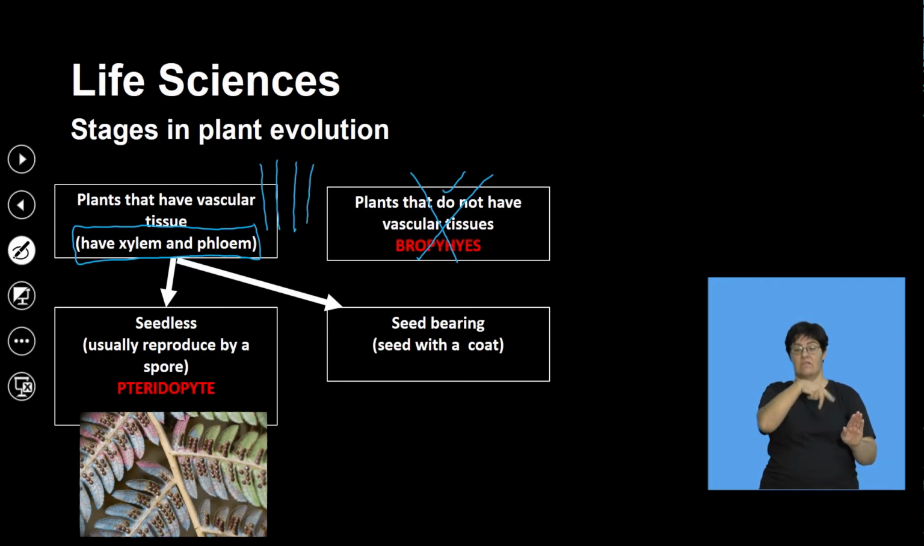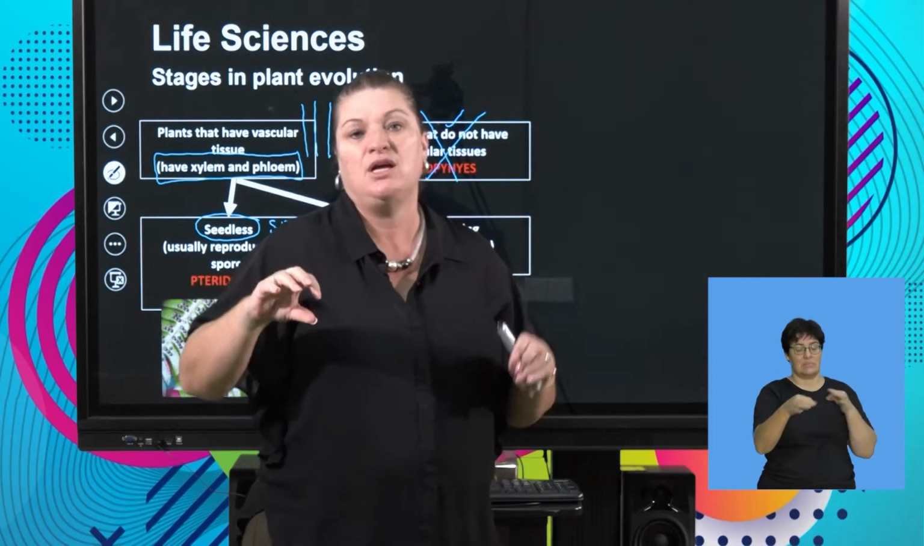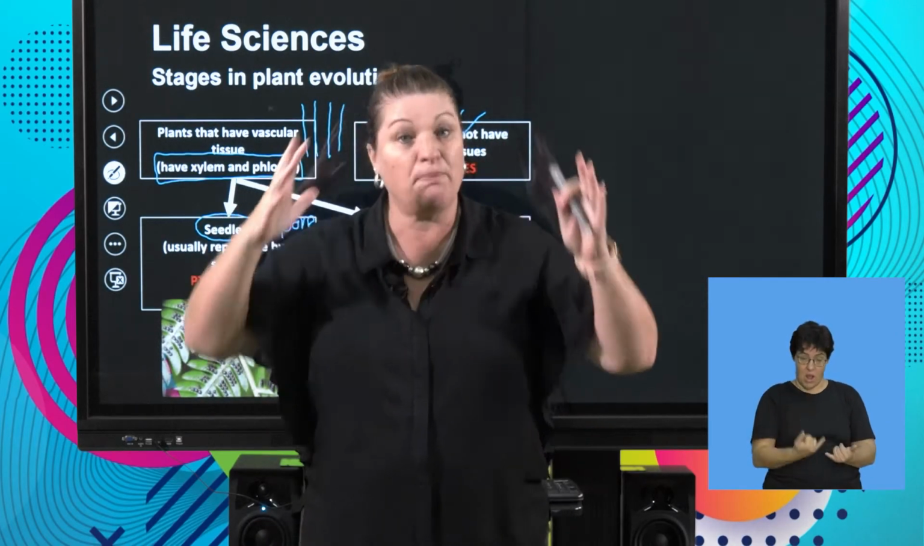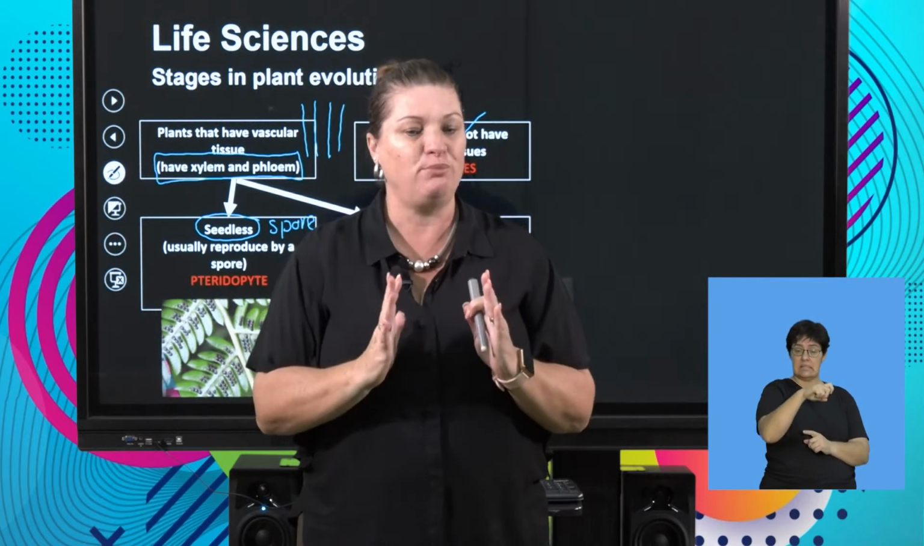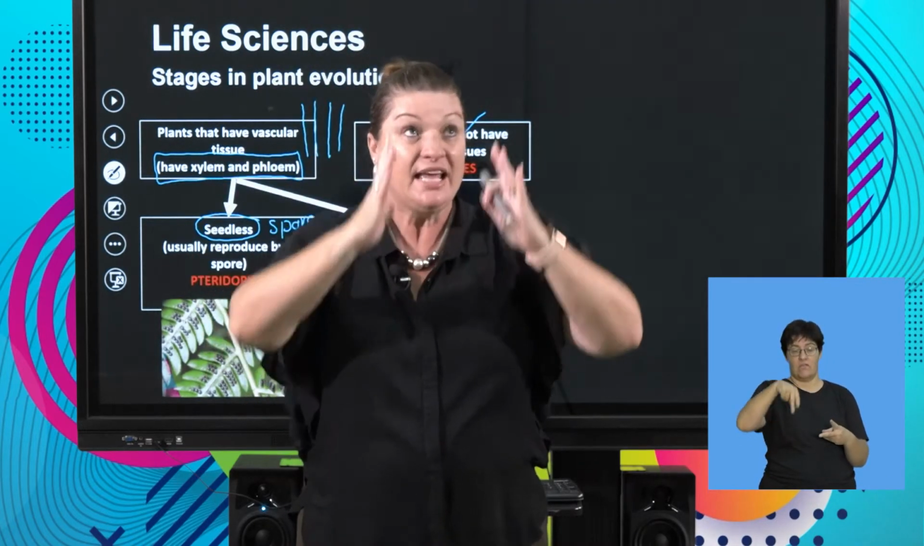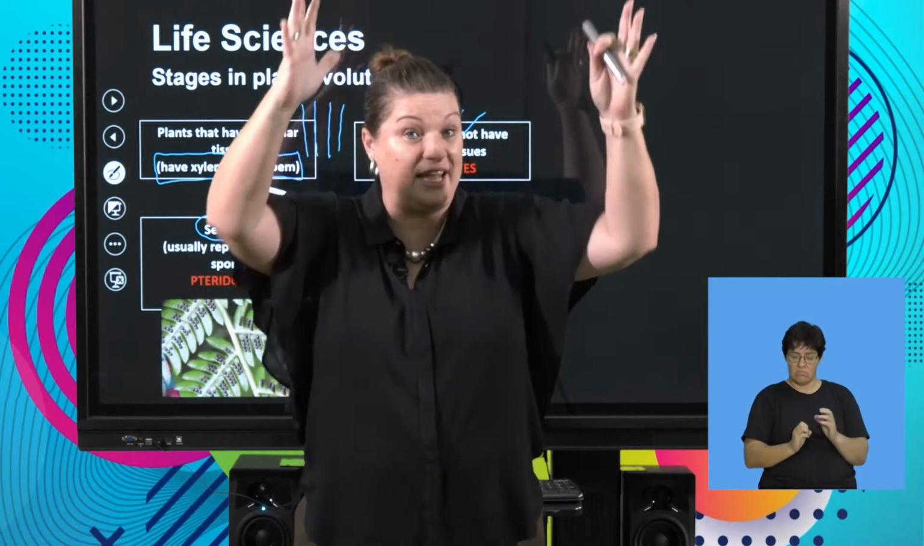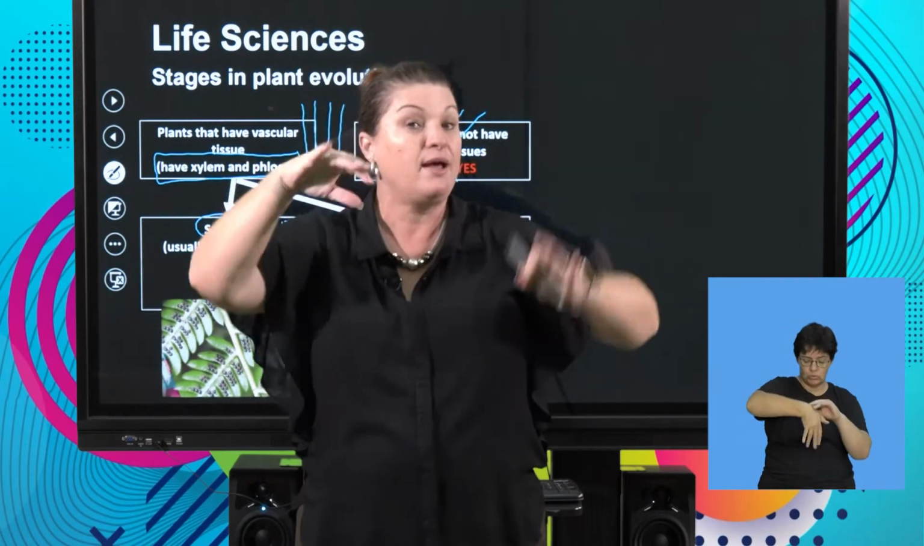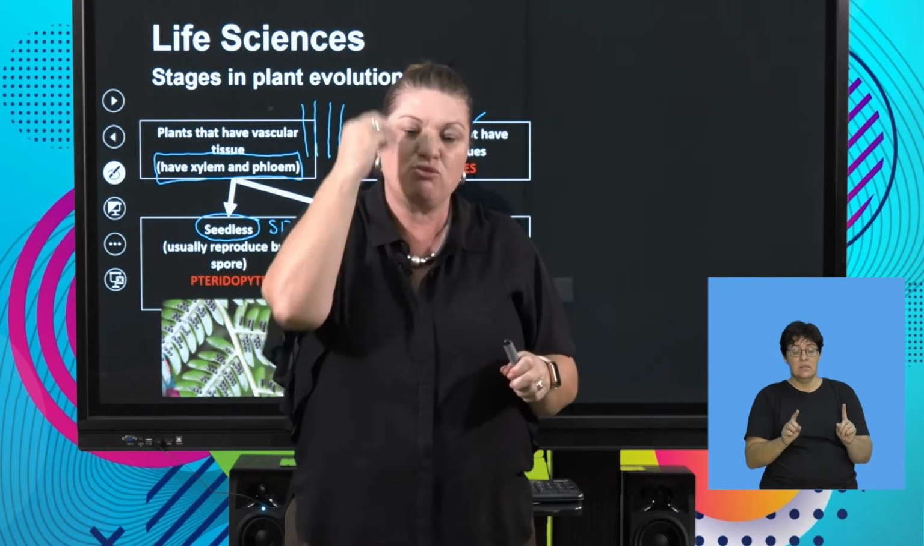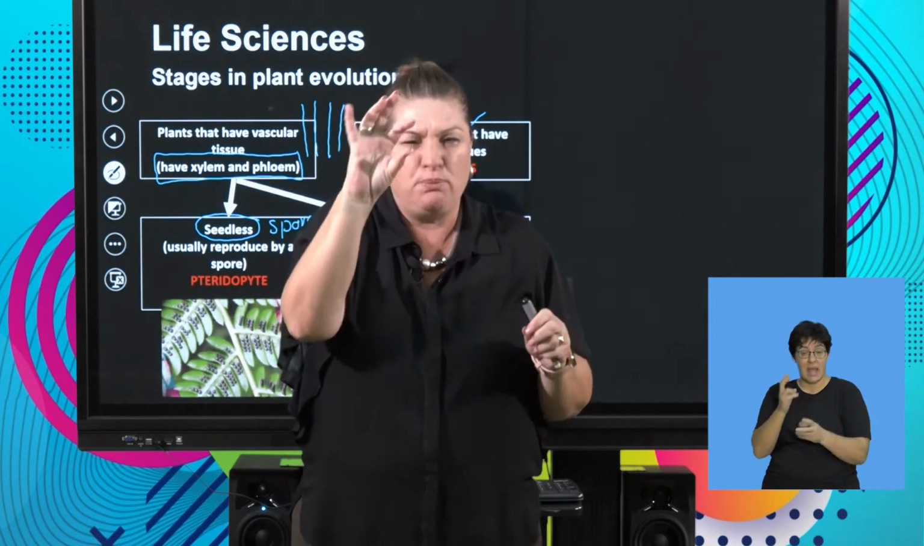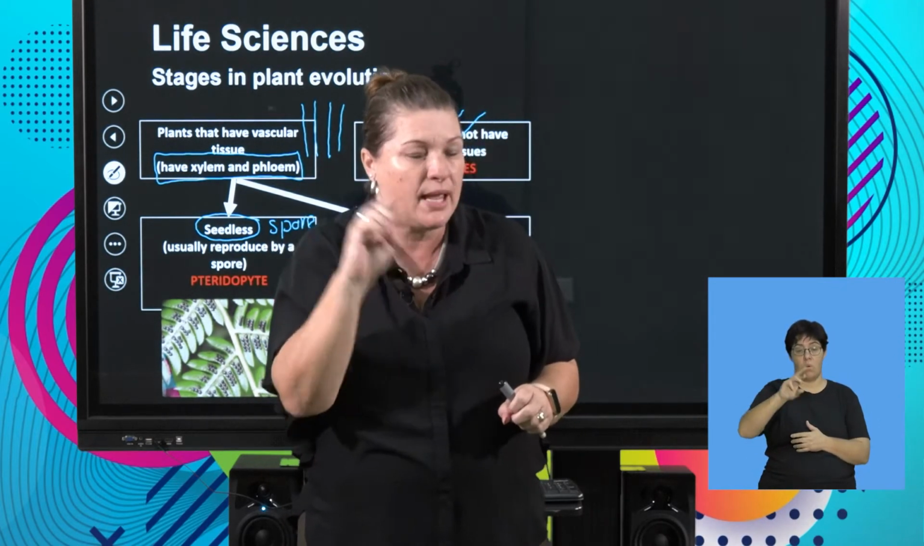So they belong to a different group, but they do not make a seed. They make a spore. Now, a seed is quite a special thing, and that's only going to come a little bit later. So we're going to look at a plant that has xylem and phloem, so it can get bigger, right? The leaves can get bigger. It has stems. It has roots, right? But when it reproduces, it reproduces by a spore and not a seed.